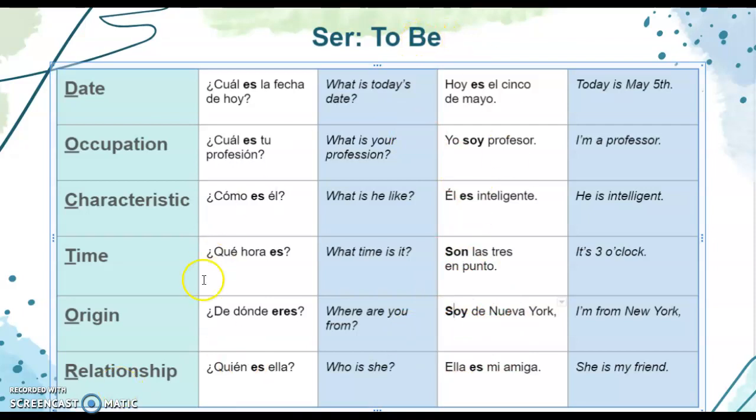All right, you're going to also use ser for relationships. So you can say, ¿Quién es ella? Who is she? And then you can answer, ella es mi amiga. She is my friend. All right. And you'll notice that there is an acronym for all these uses of ser, and it's DOCTOR, D-O-C-T-O-R.